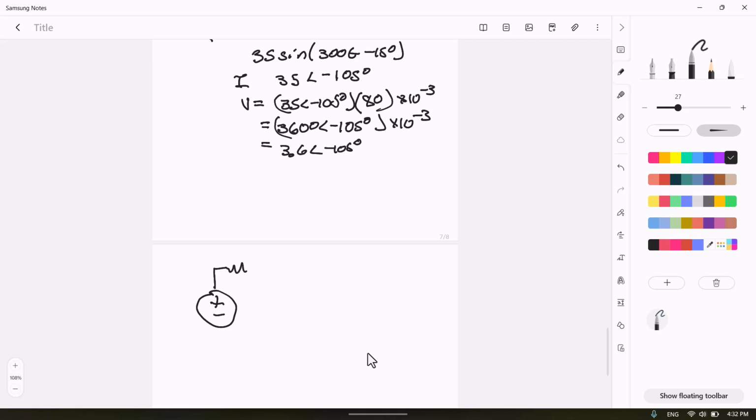So what happened to the 300t? That is just kind of hanging out on the side saying, you do the whole problem, and then if you need me, I'm here. I'm the frequency.